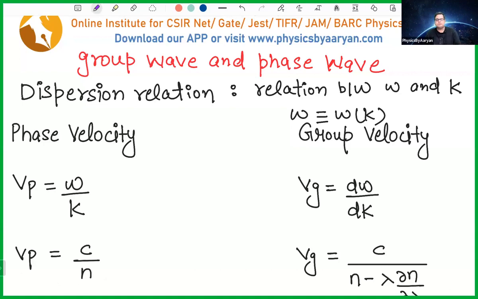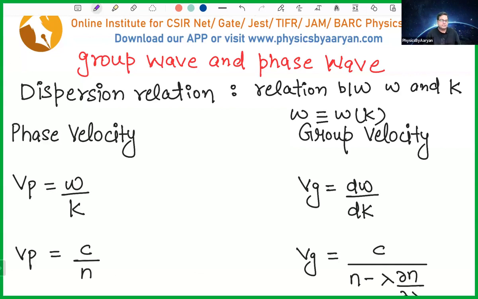The next topic, which is very important for us, is group wave and phase wave. Basically, we need group velocity and phase velocity. Whenever a wave is traveling, there are two parameters we are very interested in. First, how fast the wave phase is moving. Moving of the phase basically means, let's say you are looking at the maxima of the wave, how fast the maxima is going forward. And the group velocity basically means how fast the energy is traveling from one place to another.